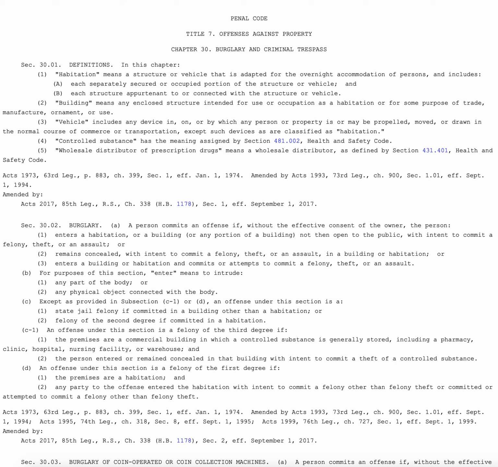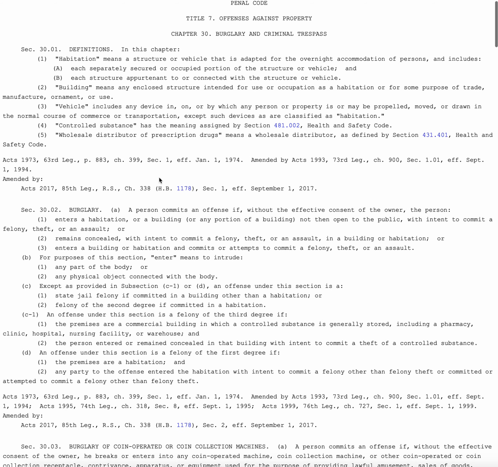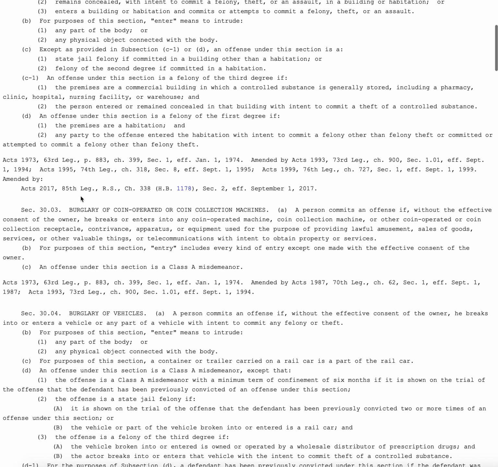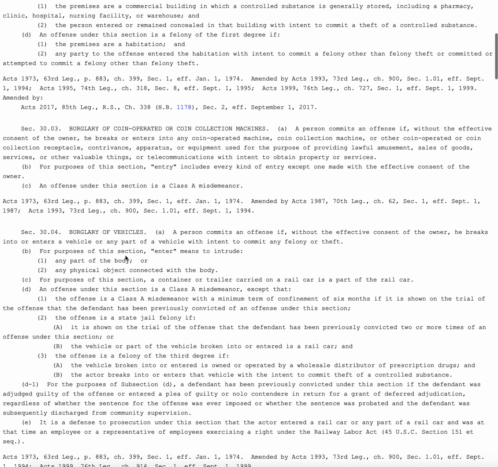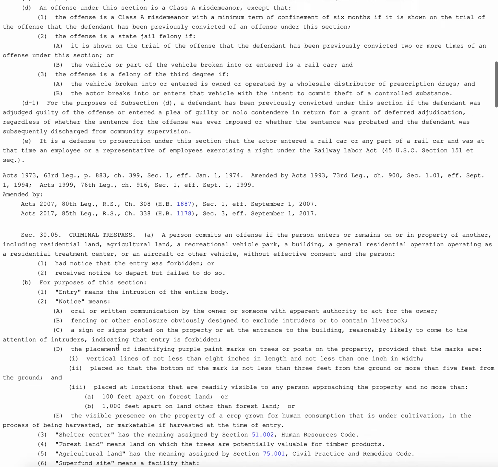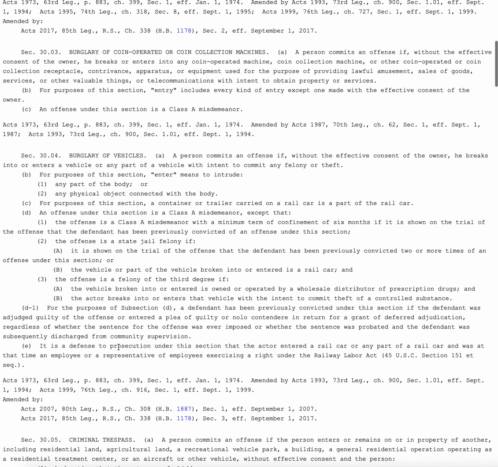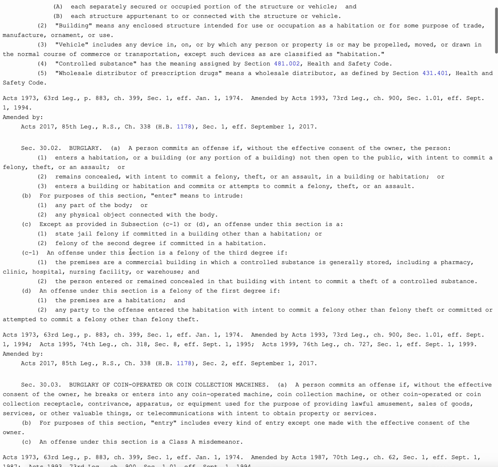Let's take a look at burglary first. This is the definition of burglary as found in section 30.02 in the Texas Penal Code. First, you'll notice this offense is found in Chapter 30, which is burglary and criminal trespass, Title 7, offenses against property. So this is specifically the portion we're looking at, 30.02, which defines the offense of burglary. There's also burglary of coin-operated machines, burglary of vehicles, and then you get down into criminal trespass. So this chapter is pretty long, and we're only really paying attention to 30.02, which is burglary.